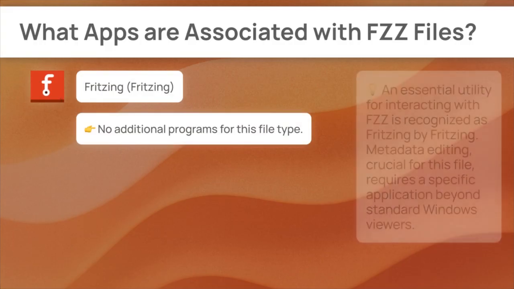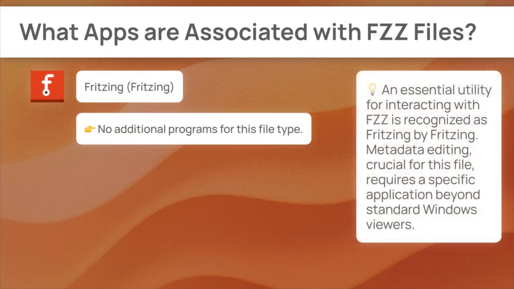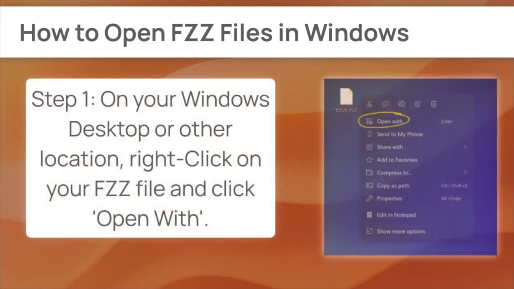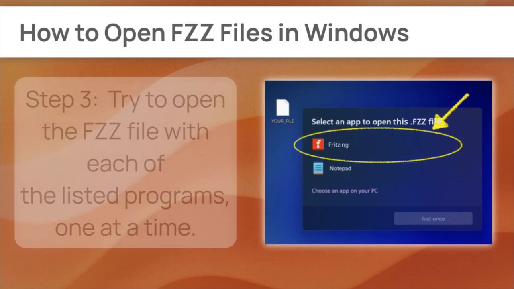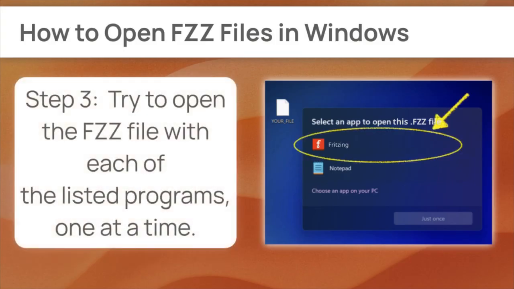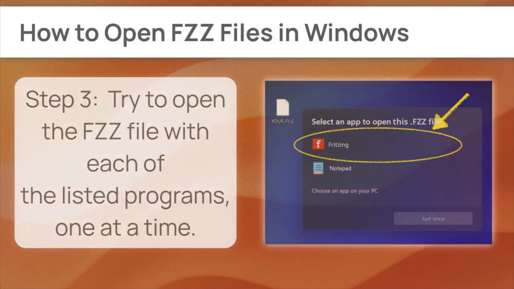Windows cannot fully interpret the file's proprietary XML structure for editing purposes. Windows may show the code, but executing it requires the matching tool. To find the correct opener, right-click the FZZ file and choose Open With. Attempt to open it with Fritzing first. If it's not present, select a different program and keep testing.